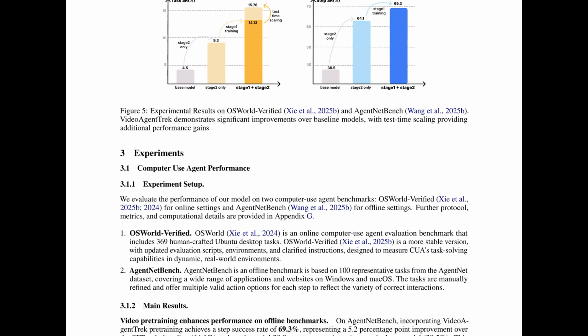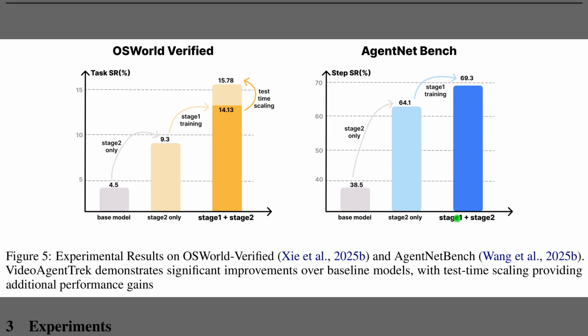Alright, Figure 5 shows clear performance gains from video pre-training on both OSWorld-Verified and AgentNetBench. On OSWorld-Verified, task success reaches about 14% after video pre-training. With more allowed actions, the same model scales to around 16%, showing it can use longer plans. On AgentNetBench, step accuracy improves to roughly 69%, which signals strong transfer to offline tasks. Together, these bars indicate that the two-stage regimen adds capability beyond supervised fine-tuning alone.